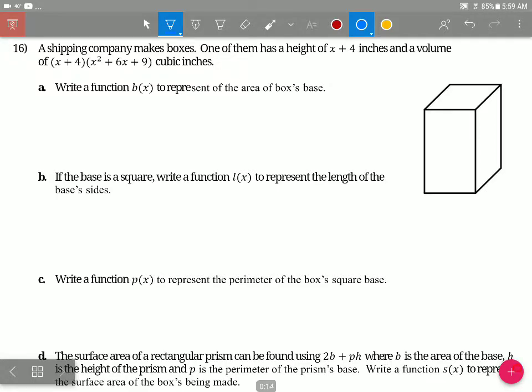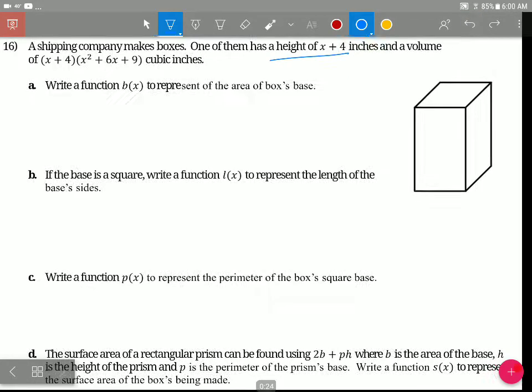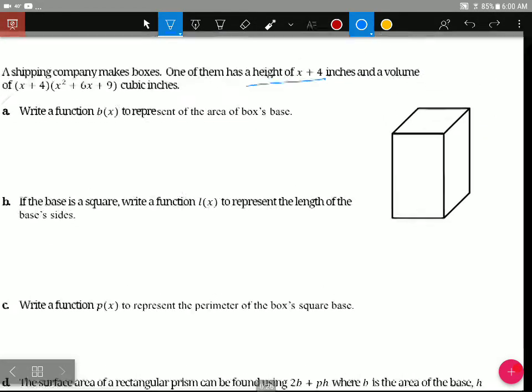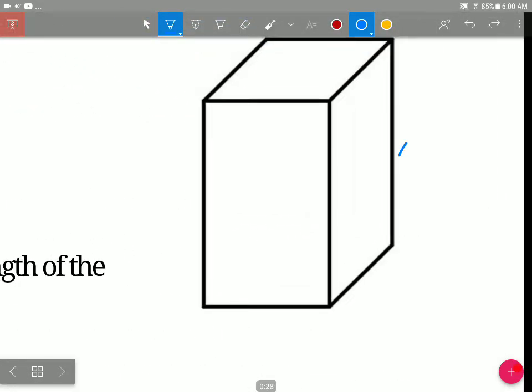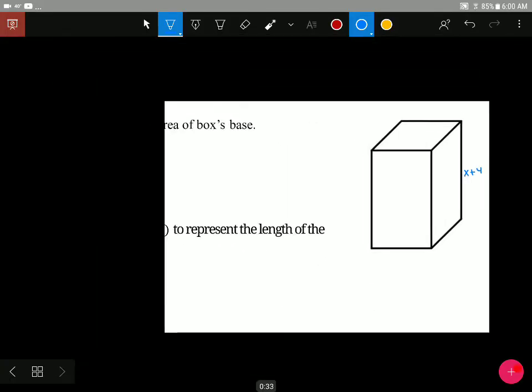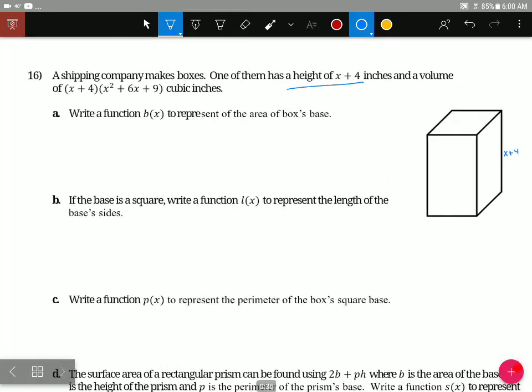All right, so let's go ahead and start labeling a few things. You've got a height of 4 inches, x plus 4. So let's call the height, let's just label that x plus 4. Let's zoom in so I can do it cleaner.